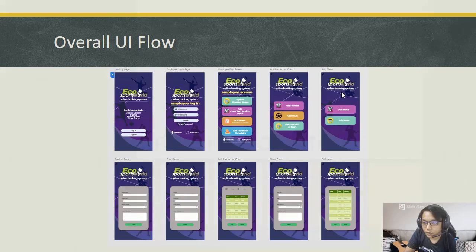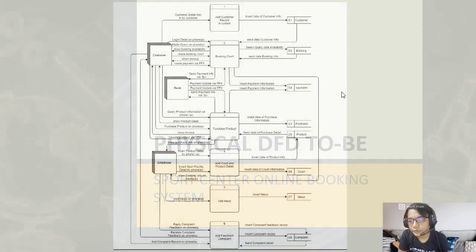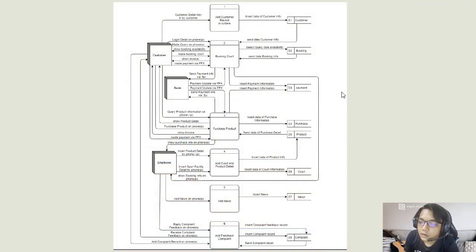Now let's go on to the physical FD2B for the Eco World Sport online booking system. For our system, there are 6 processes. The first one is add customer record in the system, booking code, purchase product, add code and product detail, add news, and add feedback complaint.